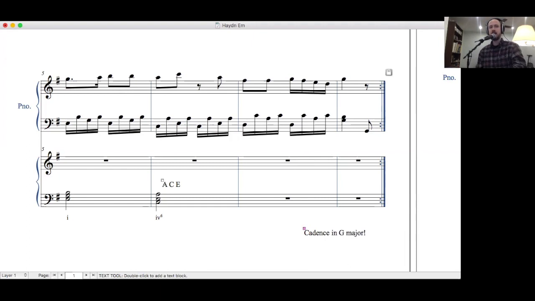How could I tell that that was a cadence in G major? How do you think I could tell that? Well, we end on a G chord, right? Right here, we've got G, we've got B. We're actually missing D, but it's pretty safe to assume that the note that we would have here is D natural, right? Why am I assuming that D natural is the note that I would have there?